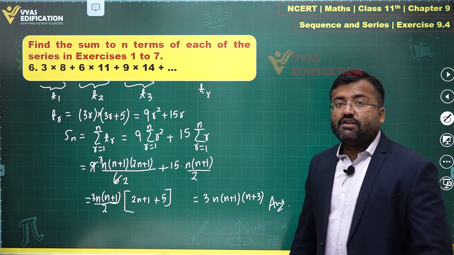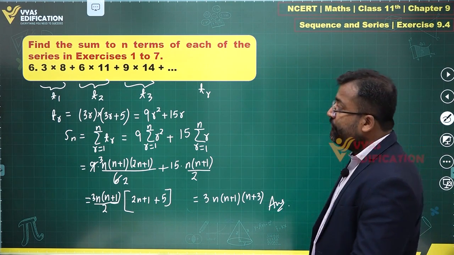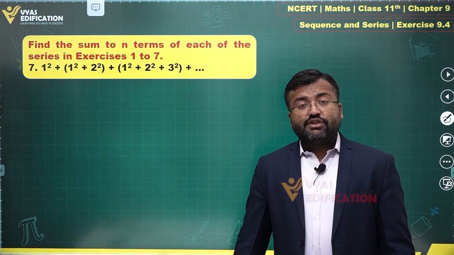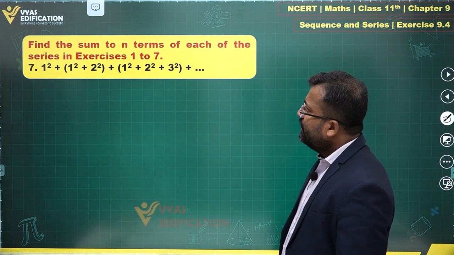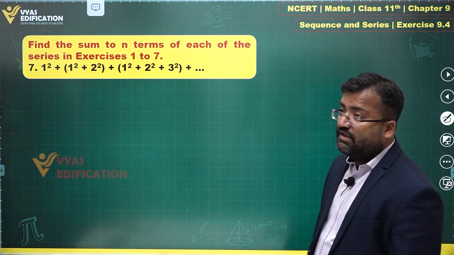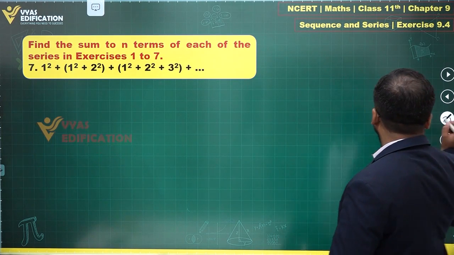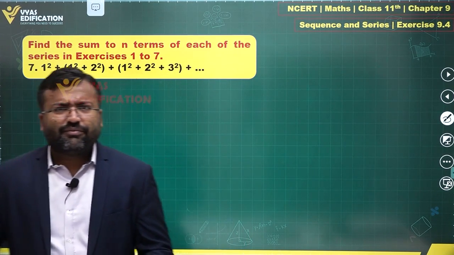That is my required answer for this question, as you can see over here in question number 6. In question 7, the person says 1 square plus 2 square plus 1 square plus 2 square plus 3 square plus dot dot dot. And we are interested in this sum somehow. That's a pretty interesting sum, don't you think so? Yes.